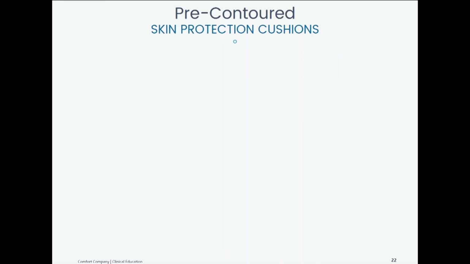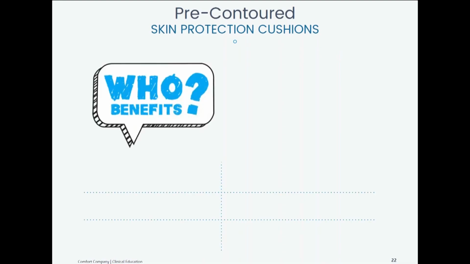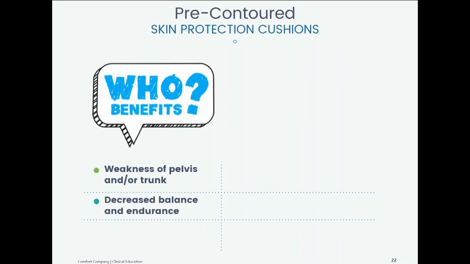Okay, so now talking about those pre-contoured cushions, those cushions that have those hills and those valleys, who would benefit from this type of cushion? Definitely those people that have a weak pelvis, a weak trunk, who don't have the balance and endurance to sit up against a more unstable cushion for long periods of time. So when you have a cushion with these built-in hills and valleys, then you're making up for the lack of strength that that person has.